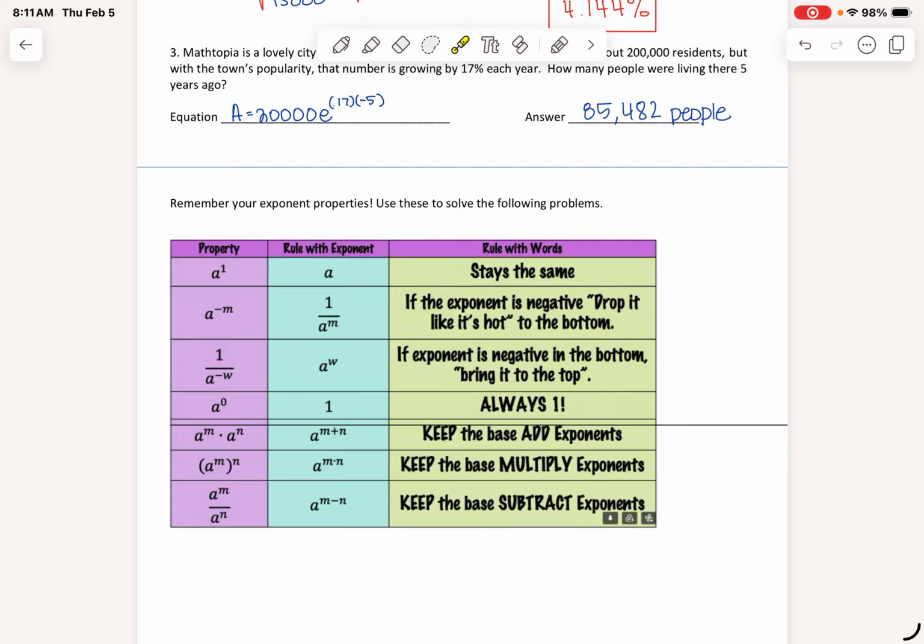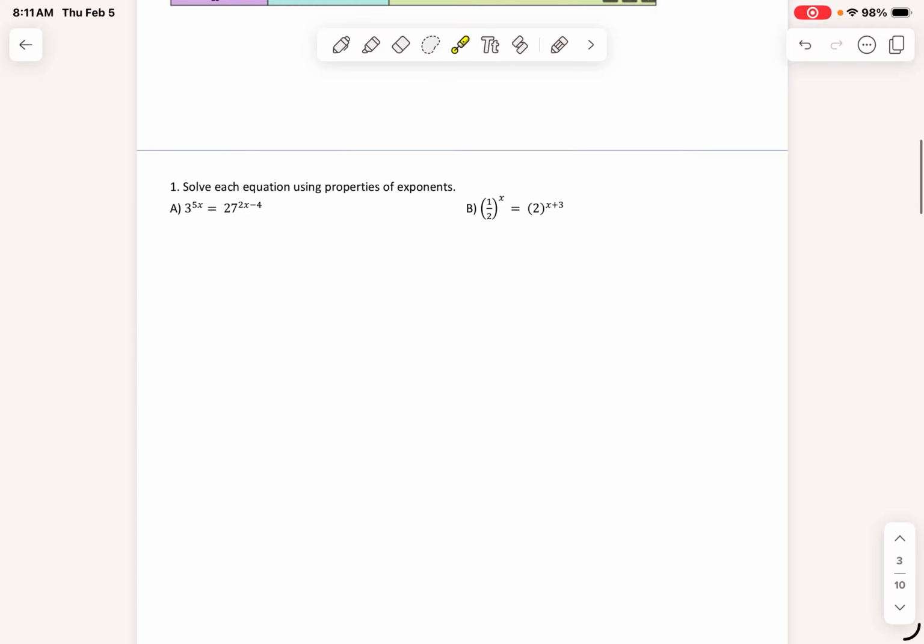If you have a power to a power, so if you have a to the m to the nth power, you keep the base and multiply the exponents. So that's a to the m times n. And then lastly, if you have the same base and you're dividing, for example a to the m over a to the n, you can simplify it by keeping the base and subtracting your exponents. Or you can look at which has more, keep those, and then subtract one from the other, depending on what you have to do with the problem.